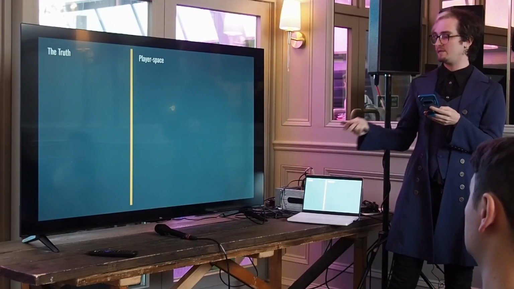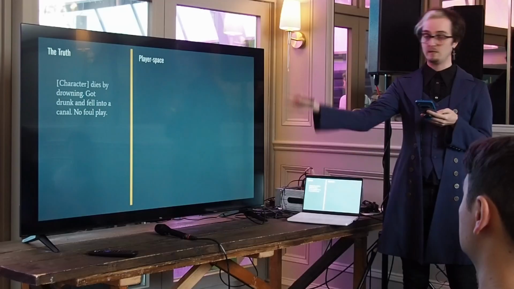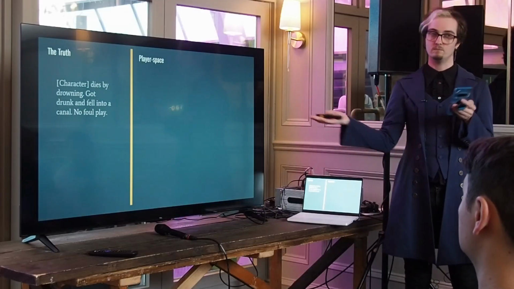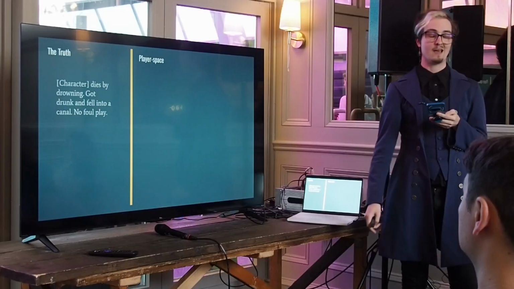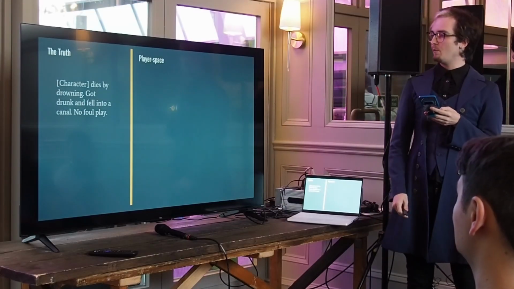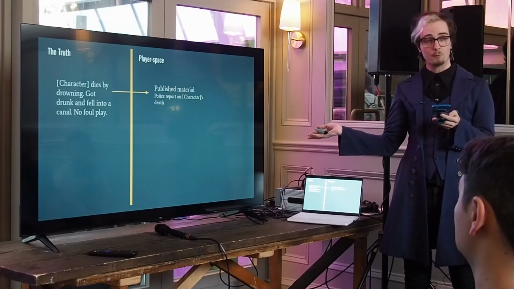So to demonstrate this a little bit further, let's do a basic example. So we have this character, and this character dies, got drunk, fell into a canal, no foul play. So if we just publish that, that's a bit shit. So let's start with how we can then introduce this to our players. Maybe we should do it through a police report.